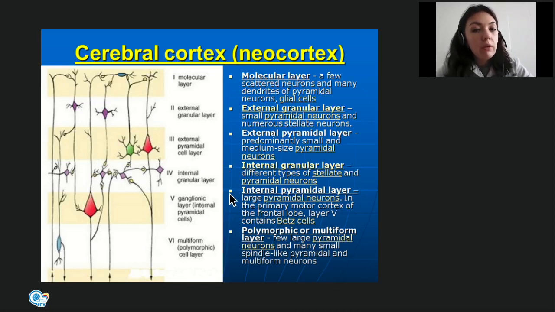The internal pyramidal layer, the 5th one, contains large pyramidal neurons, and in the primary motor cortex of the frontal lobe, the 5th layer contains Betz cells. These are giant pyramidal cells.